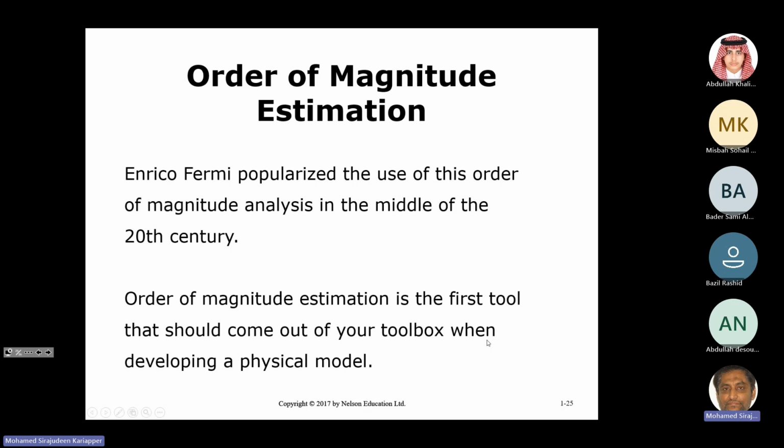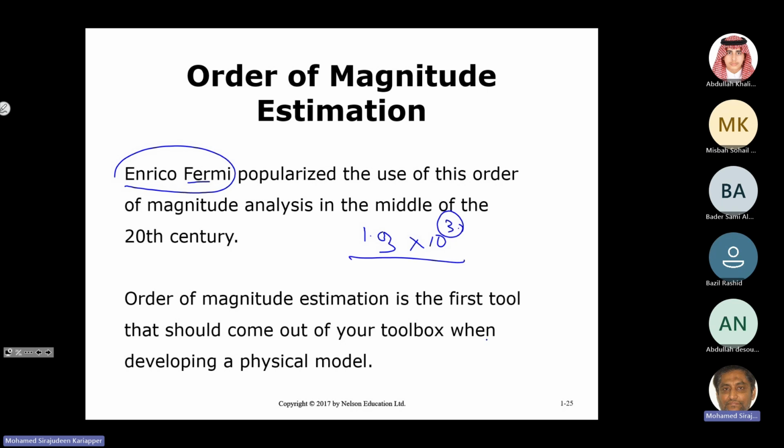Let me give some introduction. He's a physicist, Fermi. He popularized this order of magnitude analysis. Now, you know what order of magnitude is. When you write any number in scientific standard notation, like 1.3 times 10 to the power 3, this index, the 10 to the power, that is the order of this number.